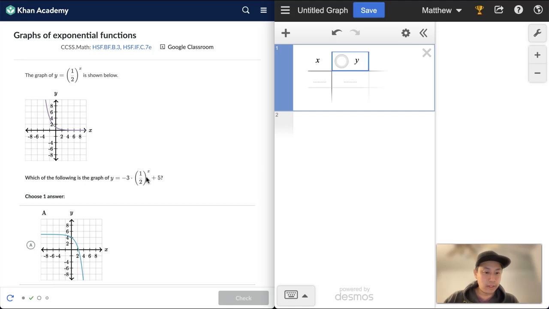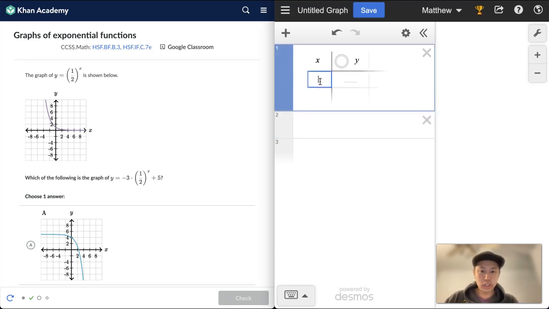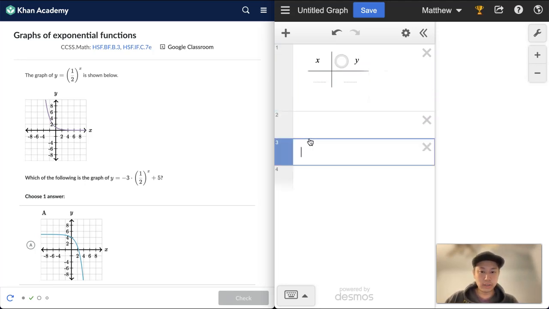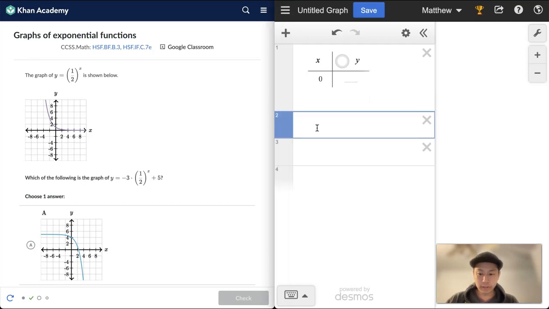1/2 is not the nicest number to work with, but I'll give you some tips on how to work with it. Okay, so let's choose 0 as our first x value. Okay, so we're trying to graph this equation right here. And 0 is always a good exponent to choose because anything to the power of 0 is just going to be 1, right? So let me write this all out.